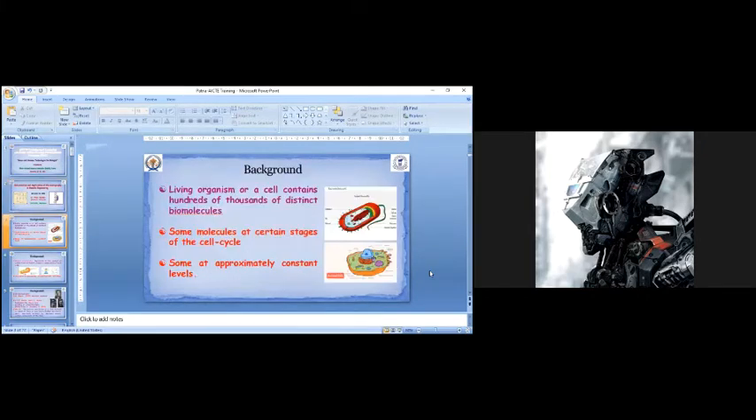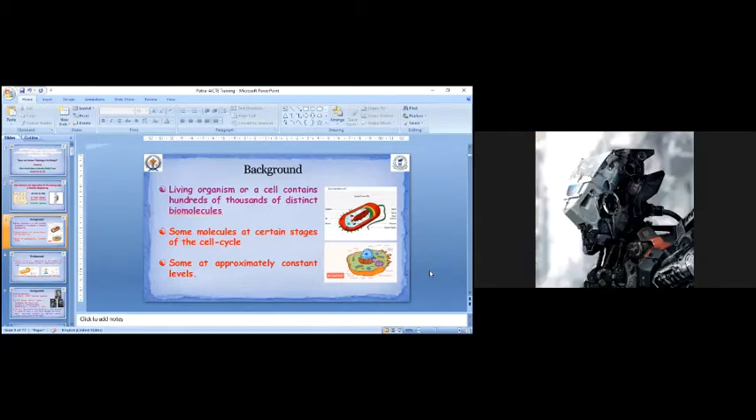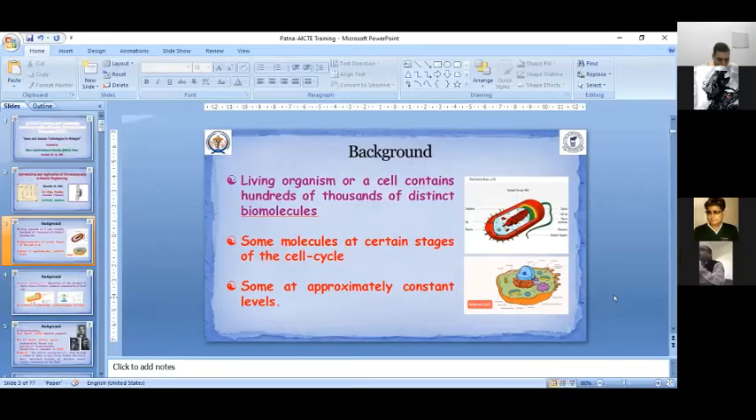As we know, living organisms or any cell contain hundreds and thousands of distinct biomolecules, and some are larger in size, for example protein, nucleic acid, lipids, polysaccharides, etc. Whereas some other molecules are smaller in size, like monomers of polymers and components of complex metabolic pathways.